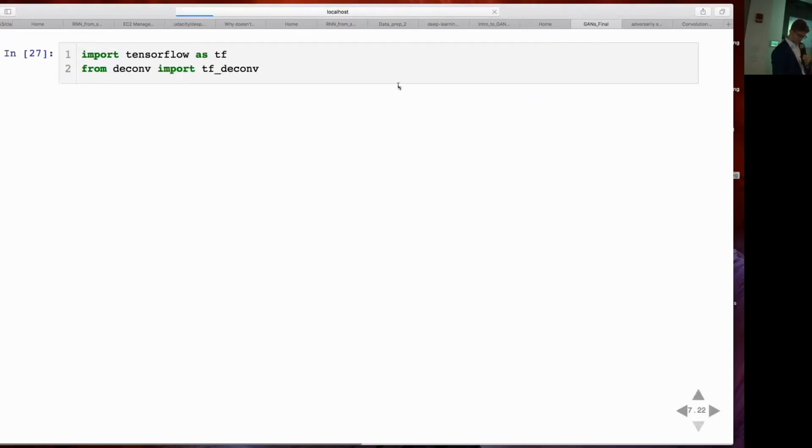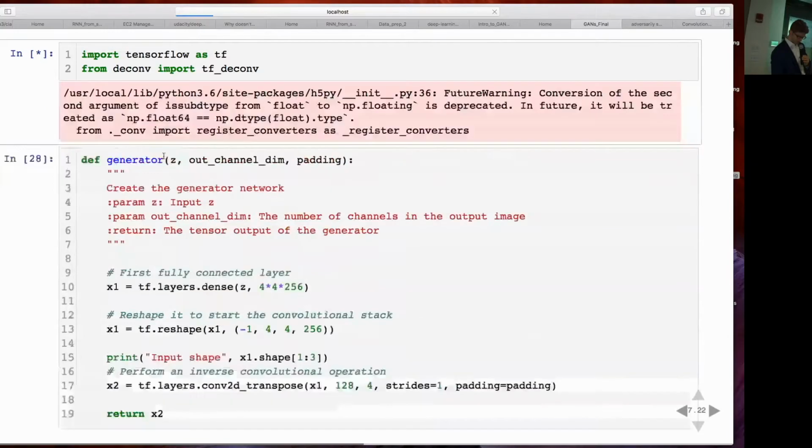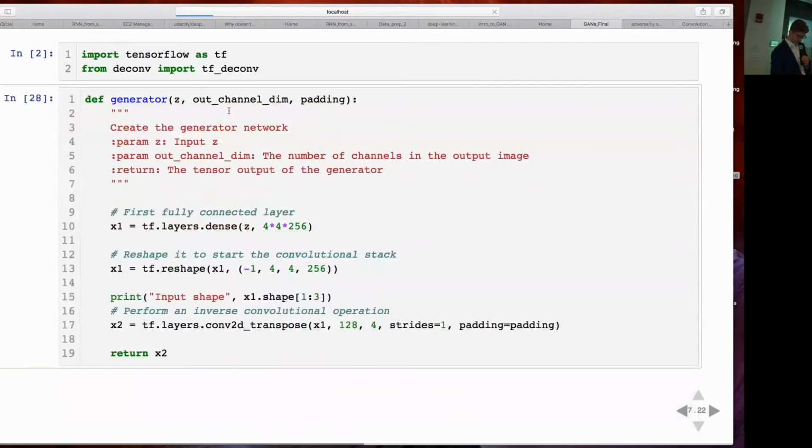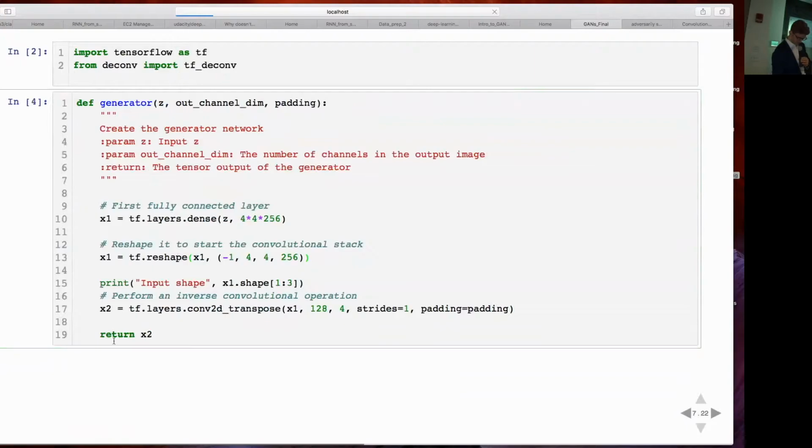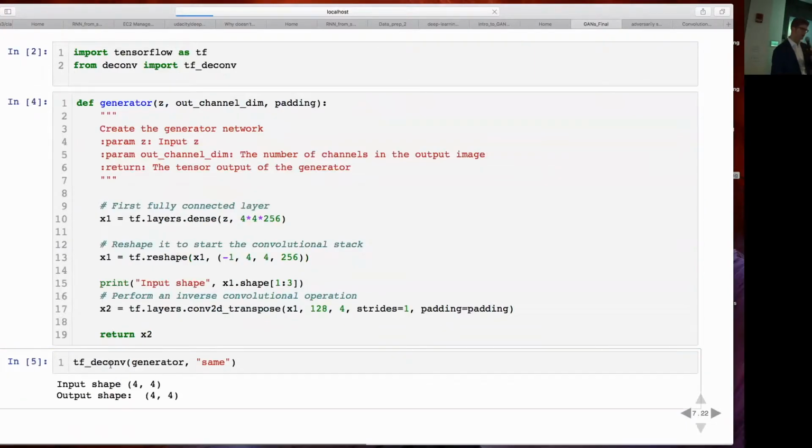So if we start out with a 4x4 image and we apply a deconvolution operation with same padding, we end up with a 4x4 image. And that kind of makes sense. If you start out with a 4x4 image and then apply same padding to it, you're going to end up with a 4x4 image. So going the opposite direction, starting out with a 4x4 and applying a deconvolution with same padding should result in ending up with a 4x4.